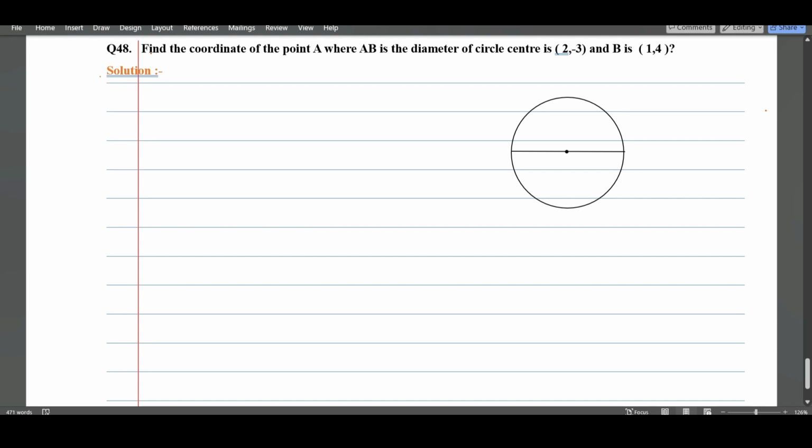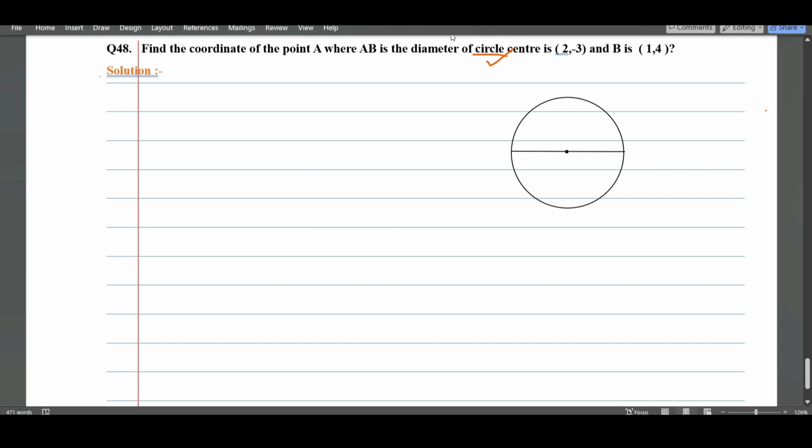Let us start with question number 48. To find the coordinates of the point A, where AB is the diameter of the circle, the center is 2 comma minus 3 and B is 1 comma 4. First of all, one thing is given in the question: the circle. So first of all, since a circle is given, we draw a circle like this, as you can see on your screens.